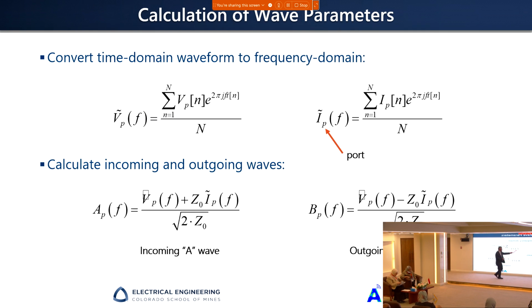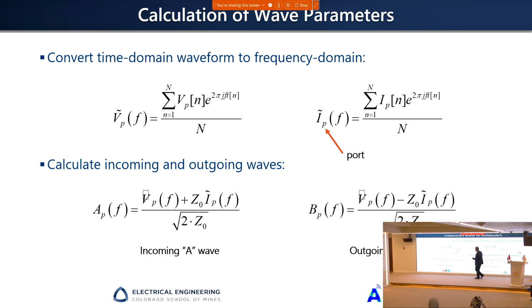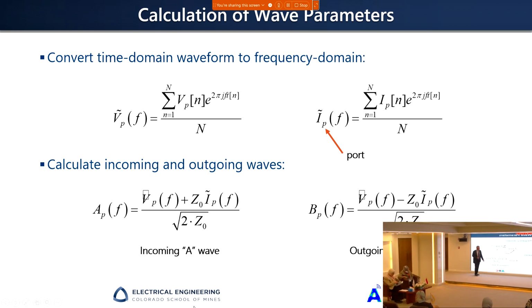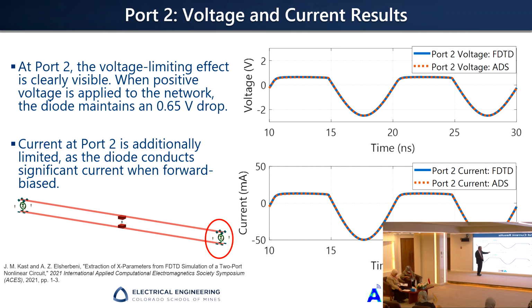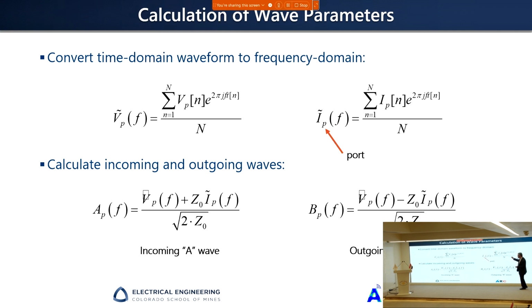We can transfer it to the frequency domain, which is the discrete Fourier transform that we use. And basically the A wave, after some mathematical manipulation, and the B wave for the corresponding current and voltage are represented by these equations. Once I can capture the time domain voltage and current easily from the finite difference time domain simulation, I can convert it to frequency domain.